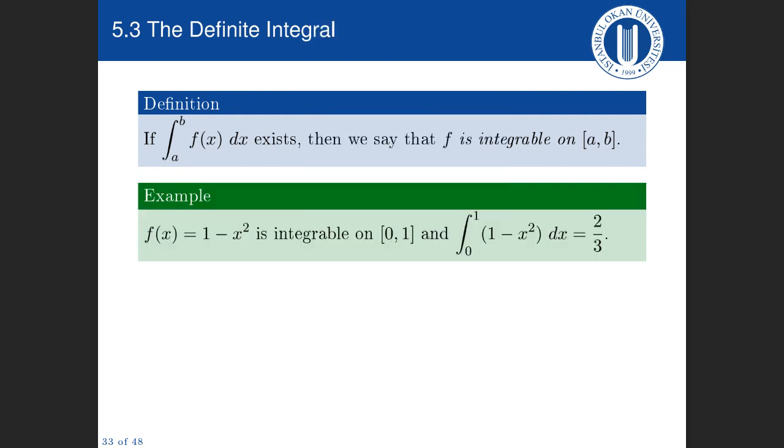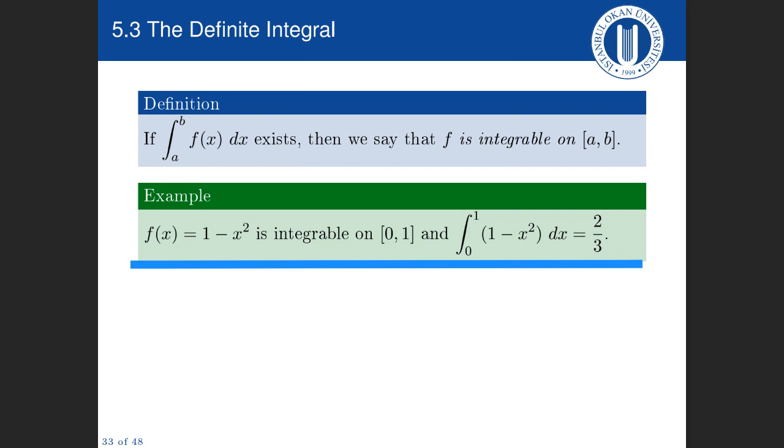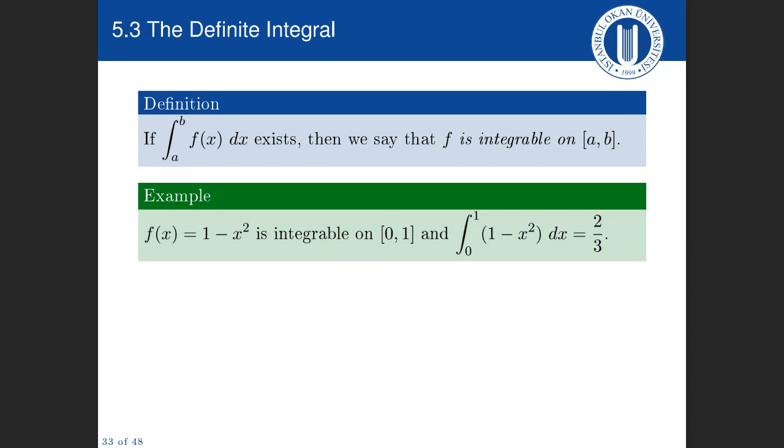For example, the function we've just looked at in the previous section, 1 minus x squared, is integrable on the closed interval from 0 to 1, and the value of its integral is 2/3. We actually didn't completely prove this because we only did lower sums. If we were going to prove this completely, we'd have to prove that it didn't matter which type of Riemann sum we did. When we take the limit, we always get 2/3. So some details I've skipped there.